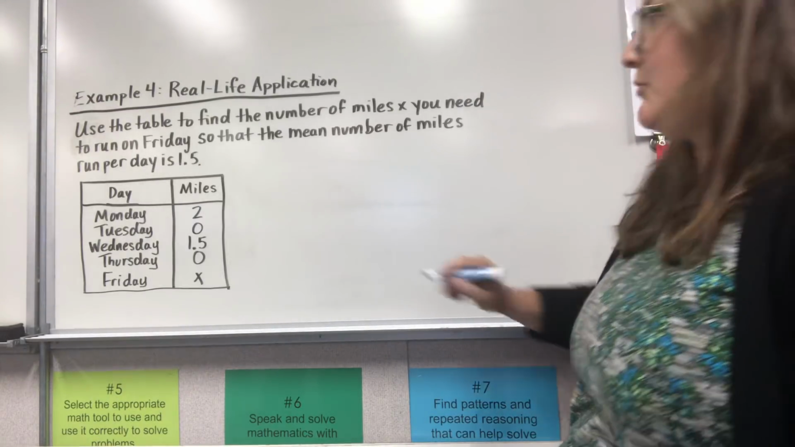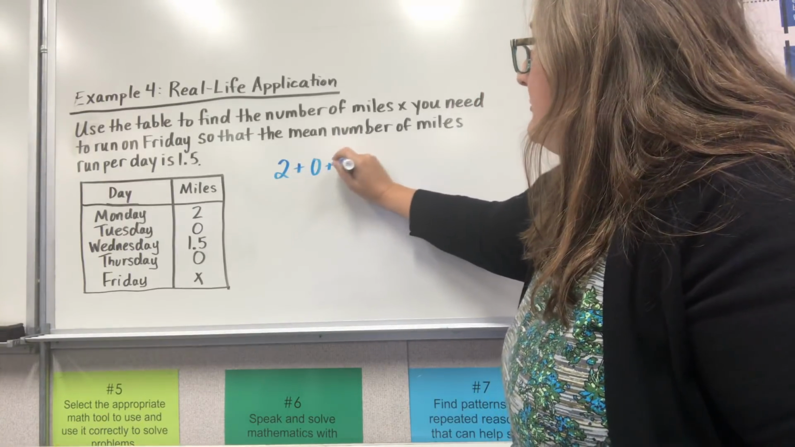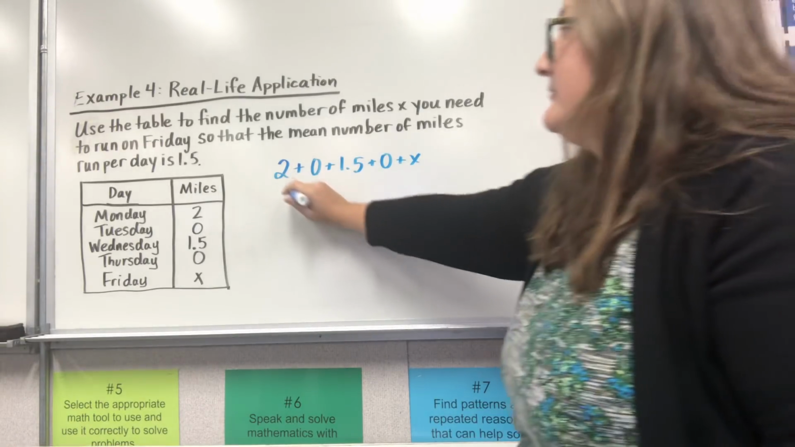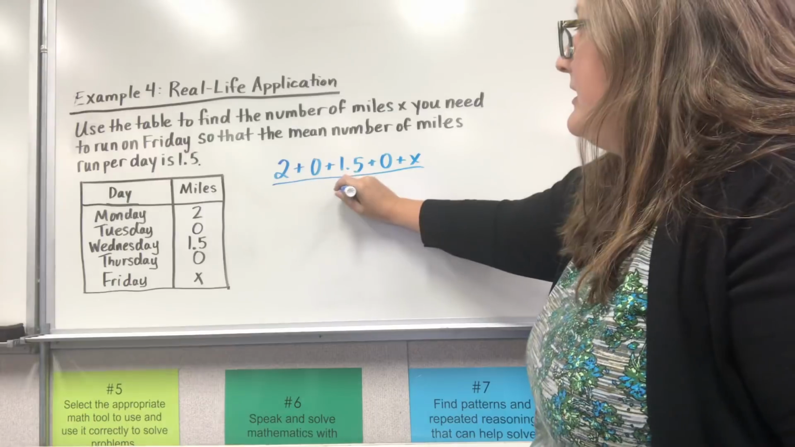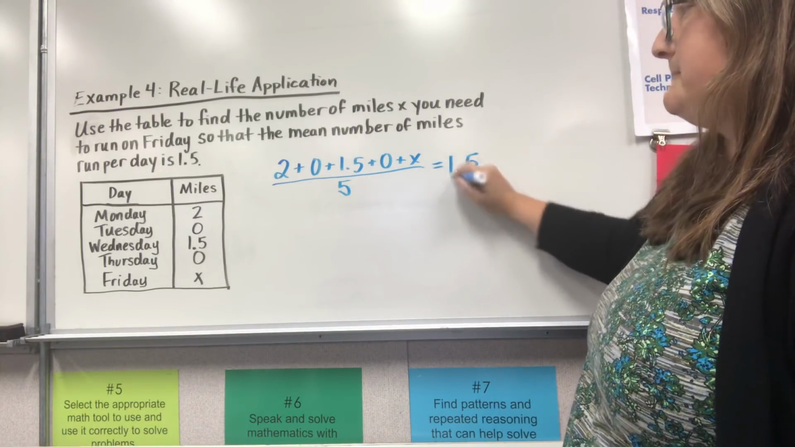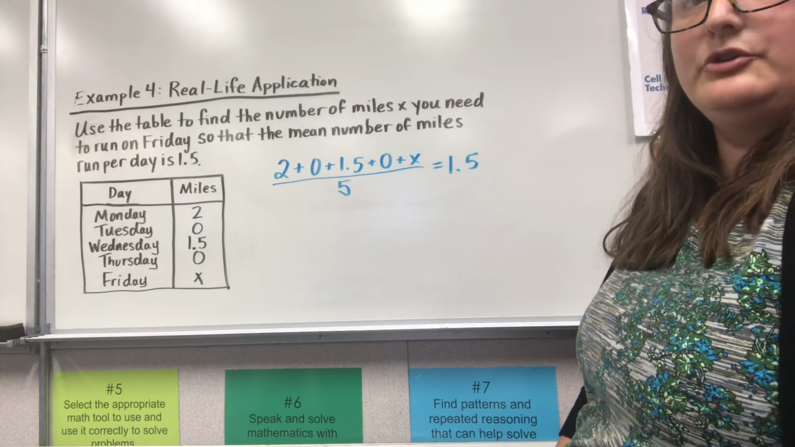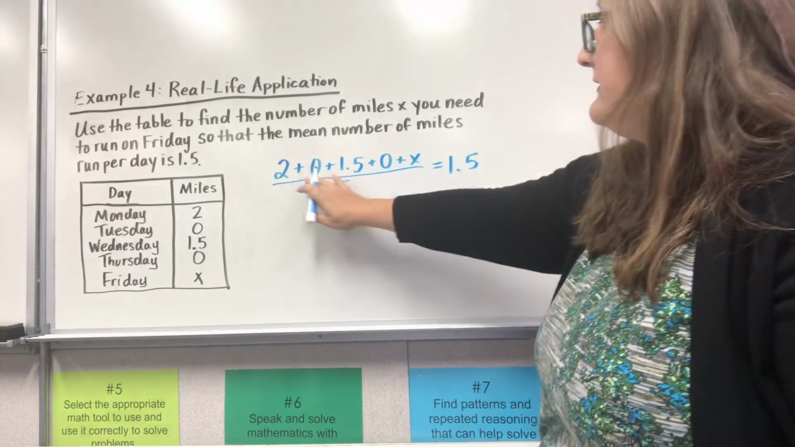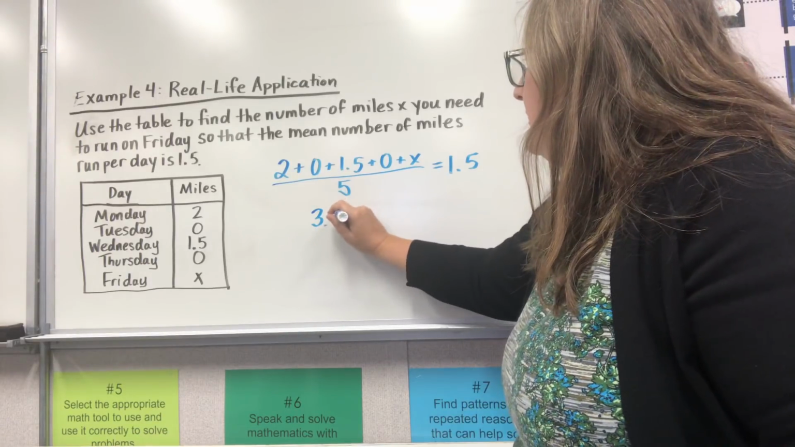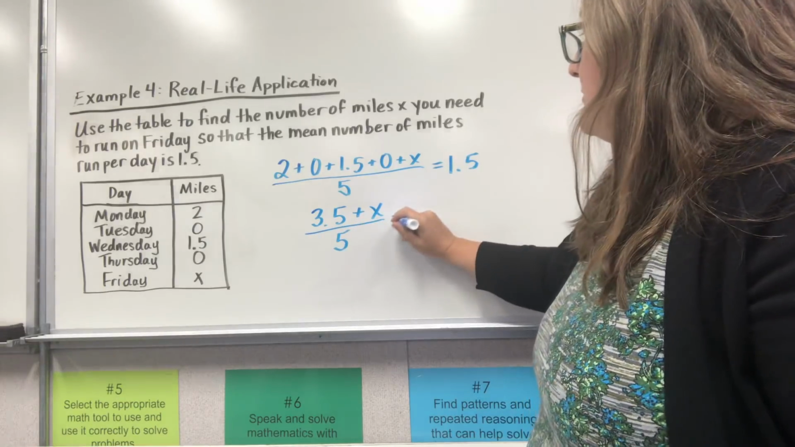So when we're finding the mean, we're adding up all of our pieces of data, 1 plus 0 plus 1.5 plus 0 plus whatever x is going to be. And since it's 5 days of running, we're dividing by 5, and we want a total of 1.5. That's what we want our mean to be. So the first thing I'm going to do is combine some things up here. You'll notice that 1 plus 0 plus 1.5 plus 0, these can all be added, and I get 2.5 plus x divided by 5 equals 1.5.